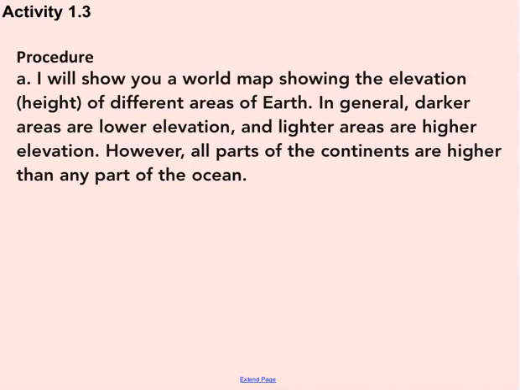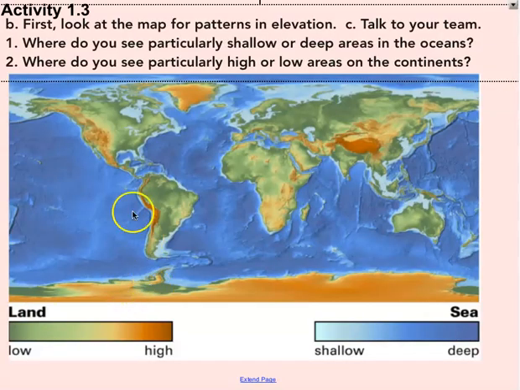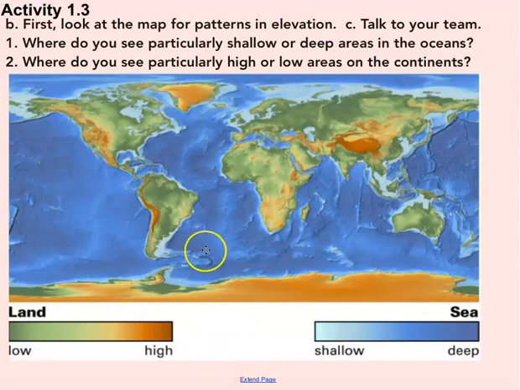However, all parts of the continents are higher than any part of the ocean. In other words, what I'm saying is when you look at these darker areas and these lighter areas, so this is darker, this is darker, I don't want you to think that, well, because this is darker and then this is a lighter color, that this is going to be a greater elevation. No, the land is going to be higher than the oceans.